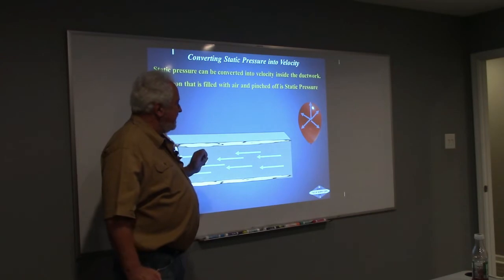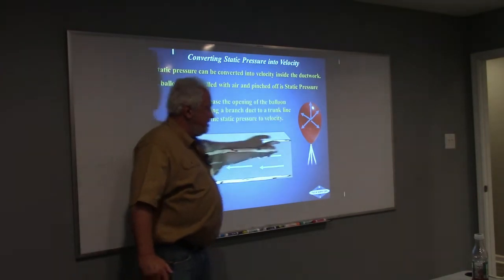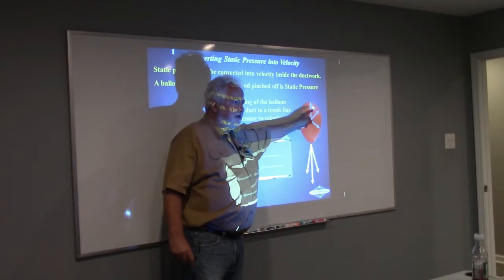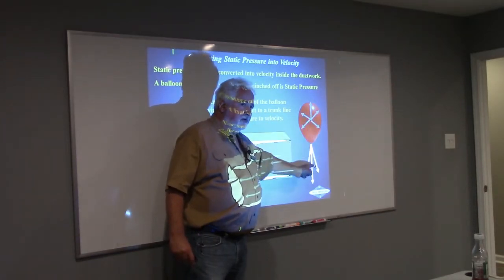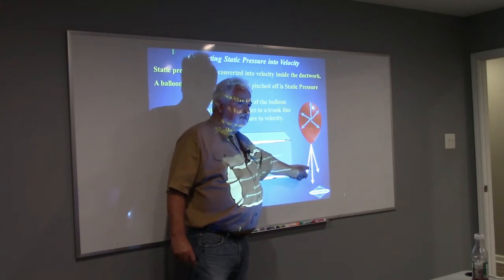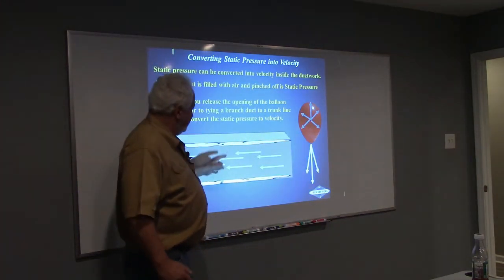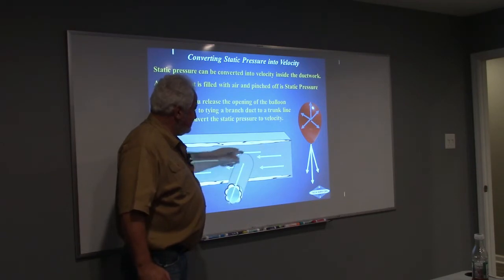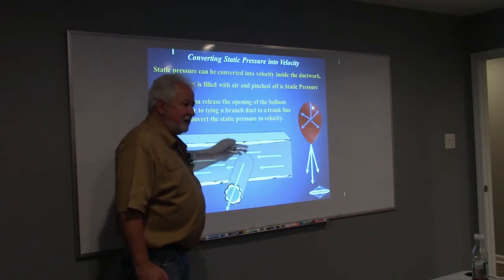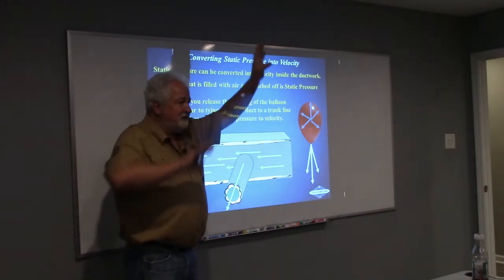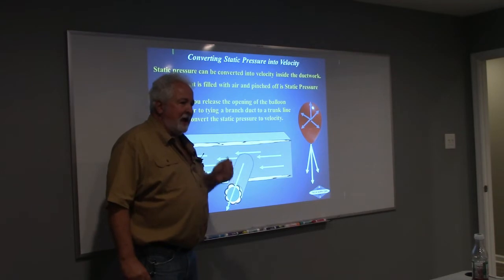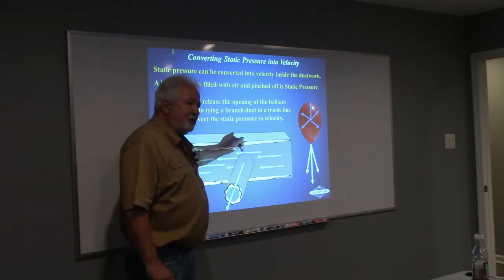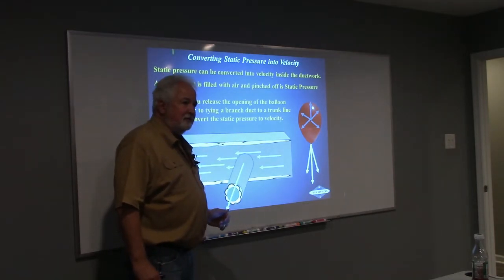What if I tied a branch duct onto this plenum? Did I convert the static into velocity? Good. What if I tied a branch duct onto the side of this plenum? Would I convert the static that is on the sides into velocity? Yes. Good. How important is static pressure in order for us to be able to get air out of a branch duct? How else are you going to get it out?